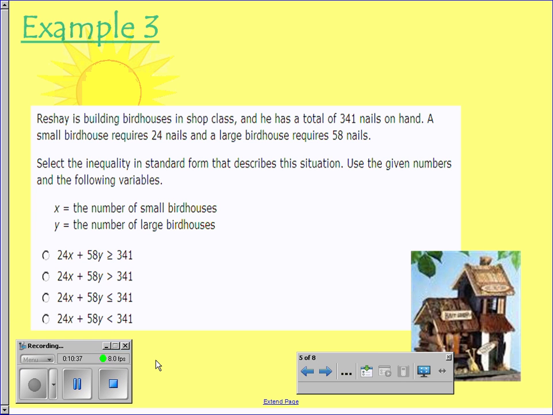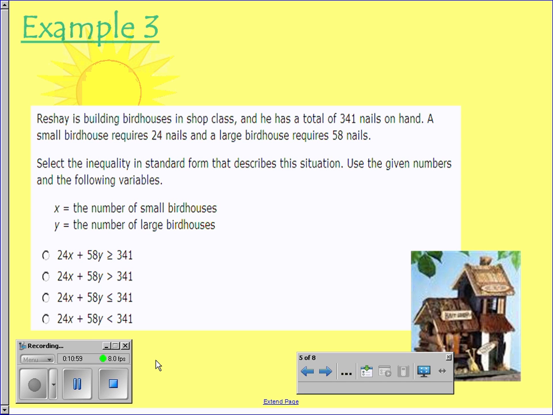Now we have a word problem. Richey is building birdhouses in shop class, and he has a total of 341 nails on hand. A small birdhouse requires 24 nails, and a large birdhouse requires 58 nails. Select the inequality in standard form that describes this situation.